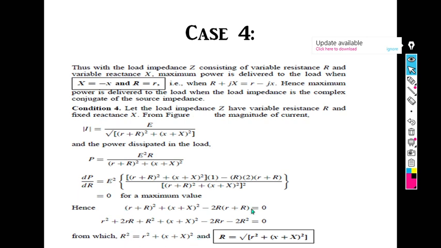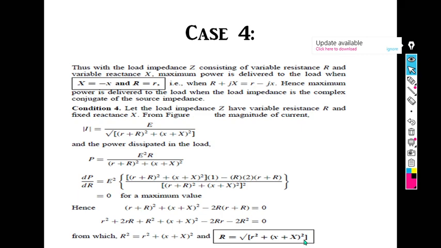So if I solve the same procedure, if I consider dP by dR is equal to 0, the rate of change of power is equal to 0, that means we get the extremum so that we can get maximum power. So if we solve this derivative term and put it equal to 0, then I get R is equal to the root over of r square plus (X plus x) whole square, right?